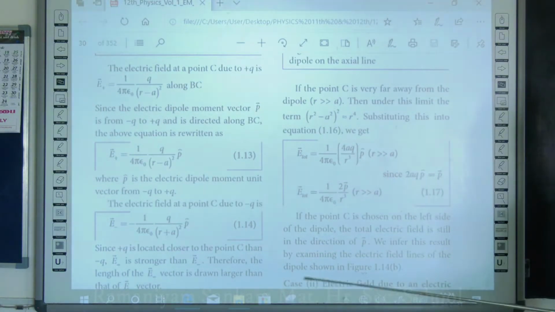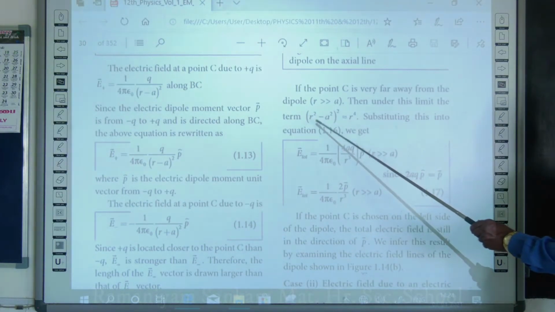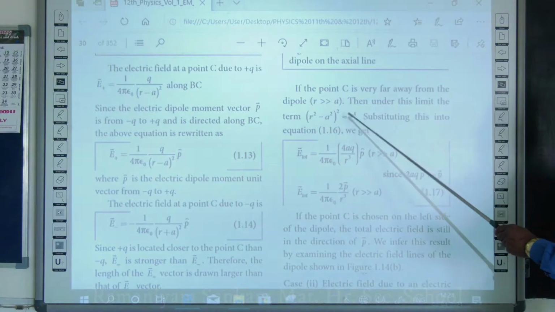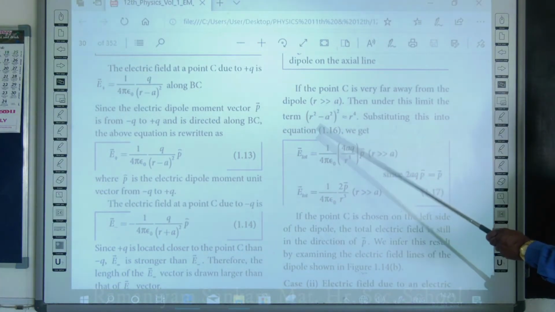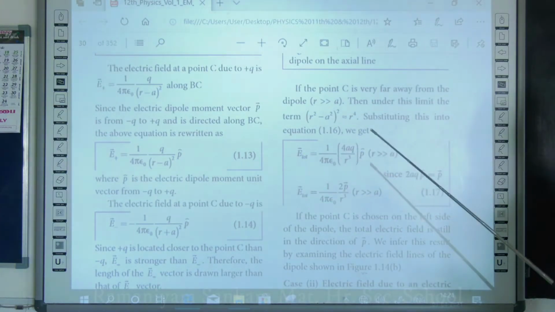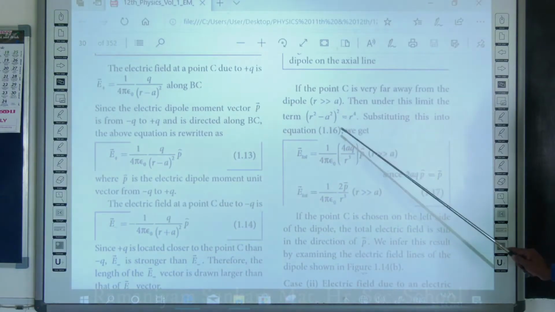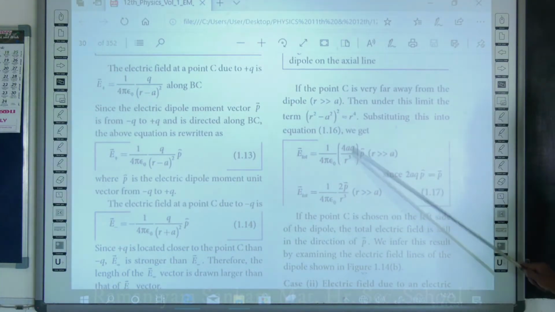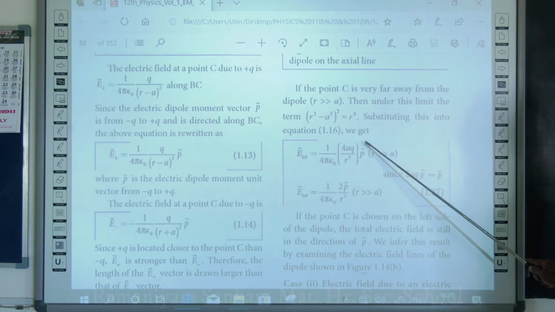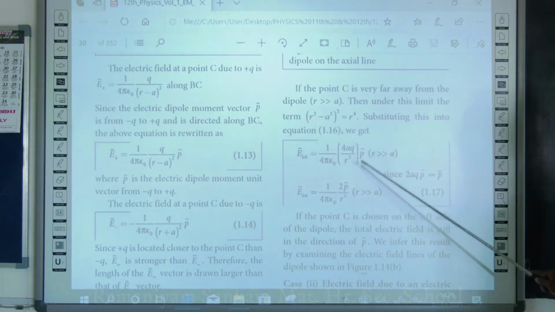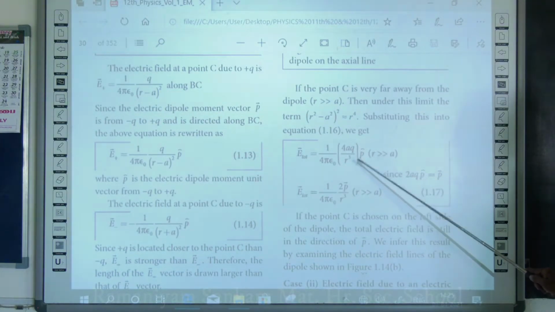power 4. So I can't understand, sir. Imagine r is 100, a is 1. So 100 square is 10,000, 1 square is 1. 10,000 minus 1 will be 9,999, which is nothing but we can write r power 4. So we can neglect a square. So we take r power 4 in the denominator. Already one r is there in the numerator, cancel, we get r cube.